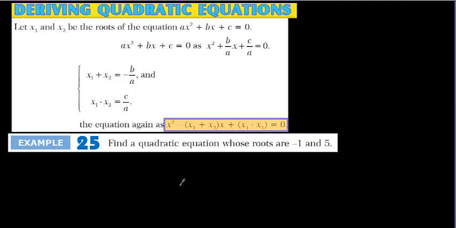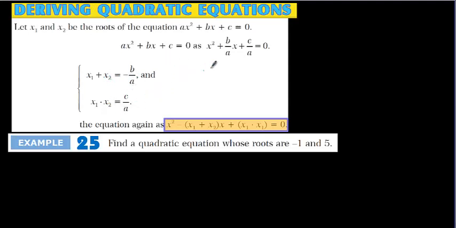In this video, I'm going to explain deriving the quadratic equation. Here, let x1 and x2 be the roots of the equation ax squared plus bx plus c. You remember these formulas from Vieta's formulas: x1 plus x2 is equal to minus b over a, and x1 times x2 is equal to c over a.